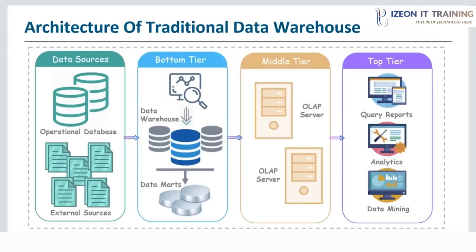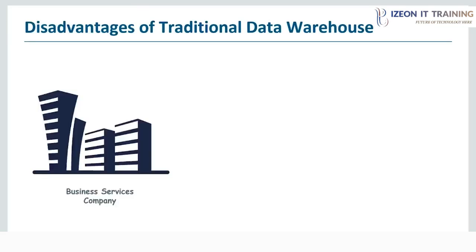In the bottom tier, we have backend tools using which we collect and cleanse the data. And then in the middle tier, we have the OLAP server, using which we transform the data into the way we want. And then finally, the top tier, in which using different query and reporting tools, we can perform data analysis and data mining.